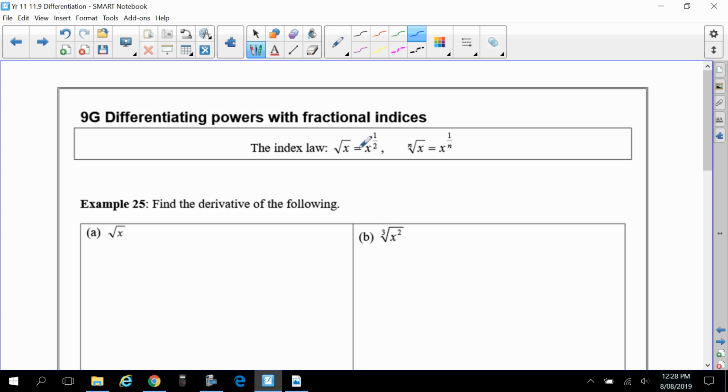Remember this rule. Square root of x is x to the power half. Nth root of x is x to the power 1 over n. Hopefully that's okay. And then we're still using the same rule to differentiate x to the power n. Bring the index down. Subtract the index by 1.